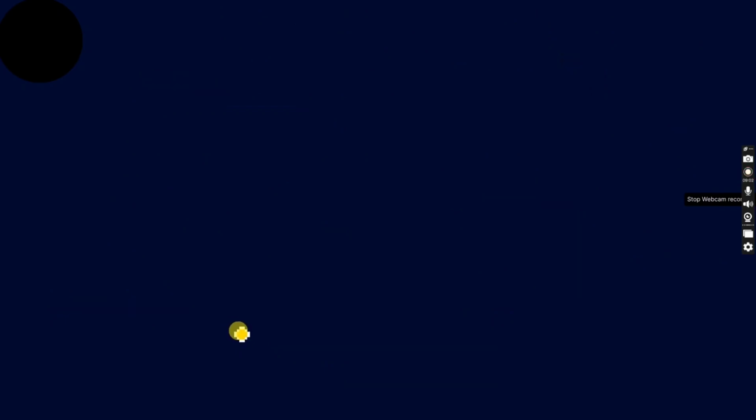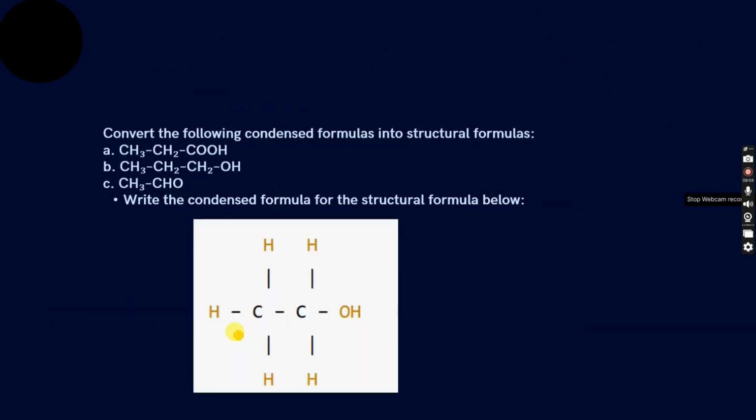CH3CH2COOH. Okay, so you have to write it into structural formula. So easy one. The bonds are already given, so directly write. So carboxylic group is there. First draw the 3 carbons. Then carboxylic group is there, COOH. So you'll have double bond O on one side and OH on the other side.